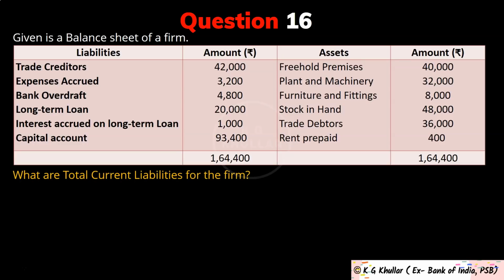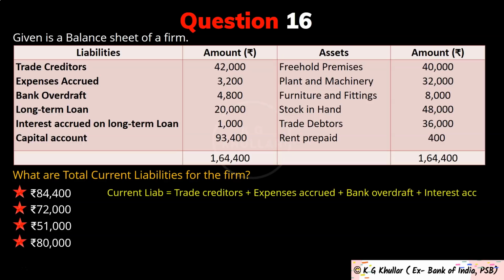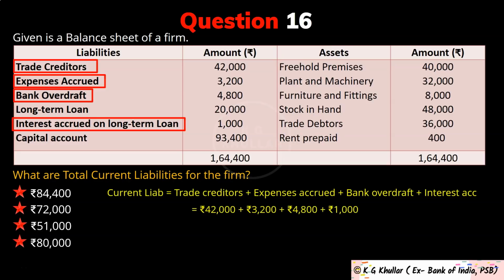Next question is, what are total current liabilities of the firm? And these options are given to you. Friends, current liabilities are the obligations to be met in near future, generally within a year. So in the given balance sheet, current liabilities will be, first is trade creditors equals rupees 42,000, then second is expenses accrued equals rupees 3,200, then third is bank overdraft equals rupees 4,800, and lastly we have interest accrued on long-term loans equals rupees 1,000. So friends, the total current liabilities will be simply 42,000 plus 3,200 plus 4,800 plus 1,000 equals rupees 51,000. Thus, the correct option for the given question is option C.